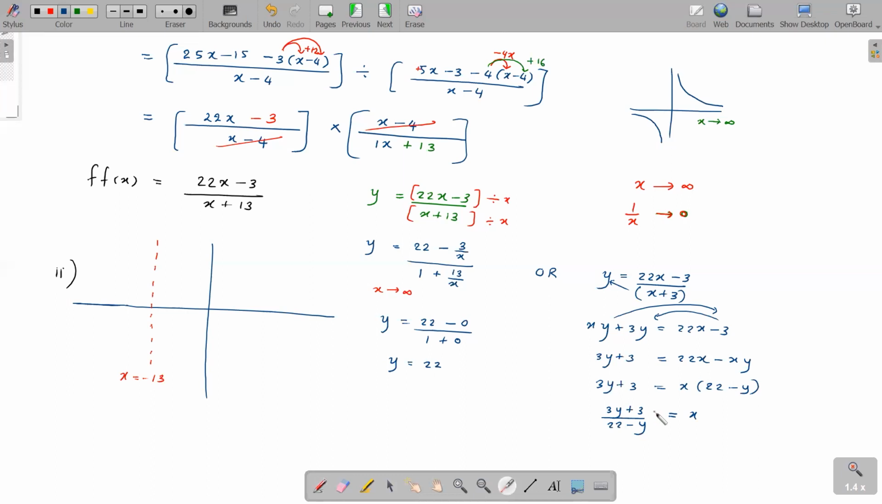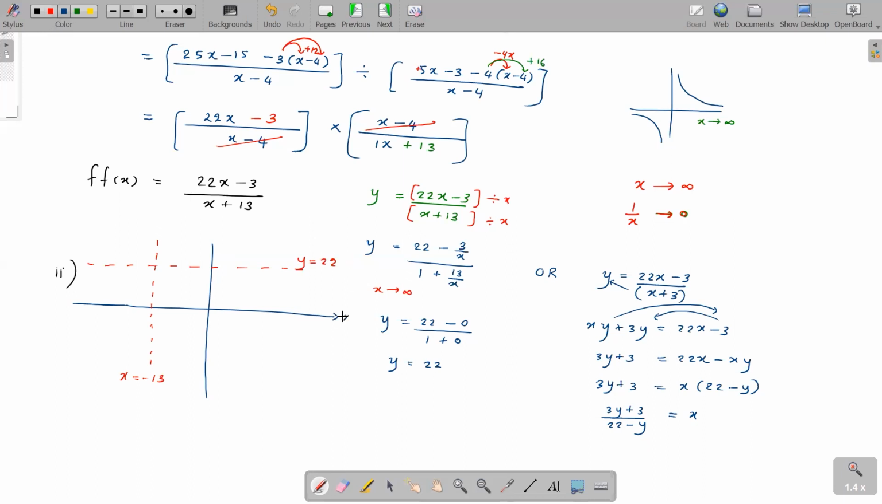Now you can see again, what's the y value that makes the denominator 0? Y equals 22. Can you see when y is positive 22, the denominator becomes 0 and you get the math error? So either you could use this or use this. So then I end up getting here y equals 22 as my second asymptote. This is the second asymptote.